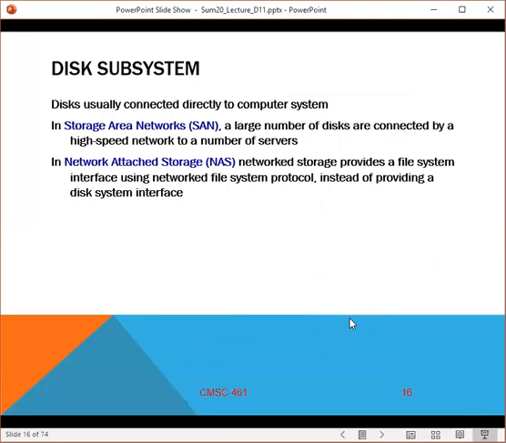We also have disks that are not directly connected to the computer system. One of those approaches is storage attached networks, and that's a large number of disks connected by a high-speed network to a number of servers. And then we have network attached storage, and that's a file system interface, using a networked file system protocol that is used to store the information.